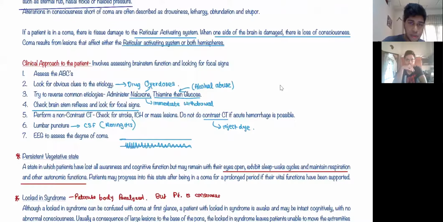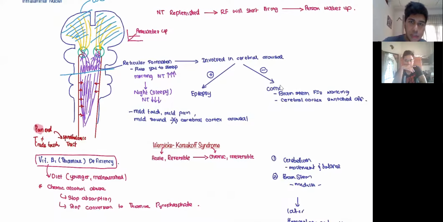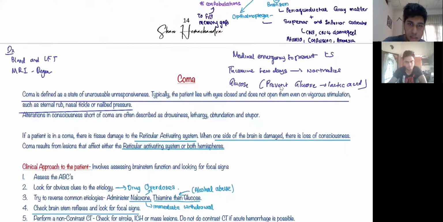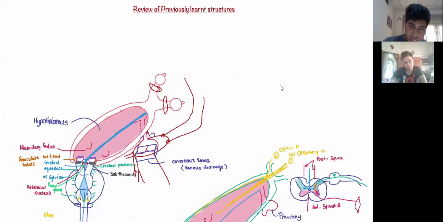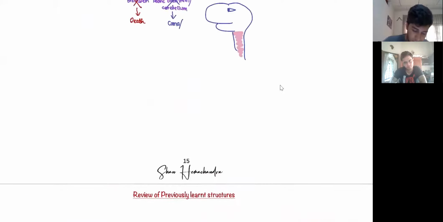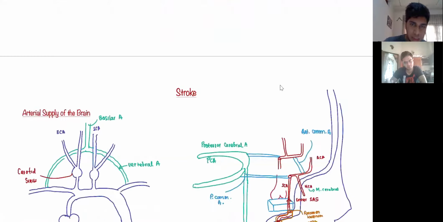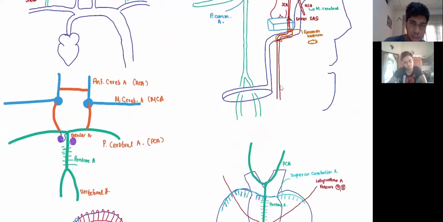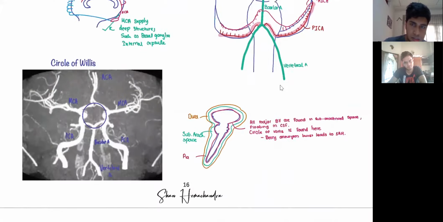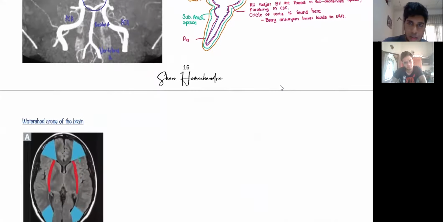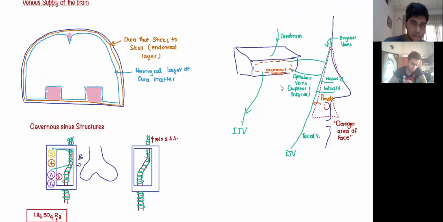Then we did about coma, the reticular formation, how it can either lead to epilepsy or coma. And we did, what is it? Parkinson disease, basal ganglia, the direct pathways, indirect pathways. And last week we did about stroke. So we're going to start soon.